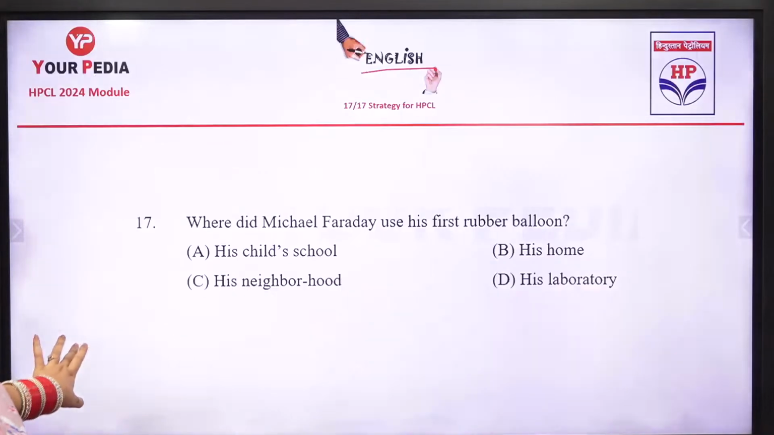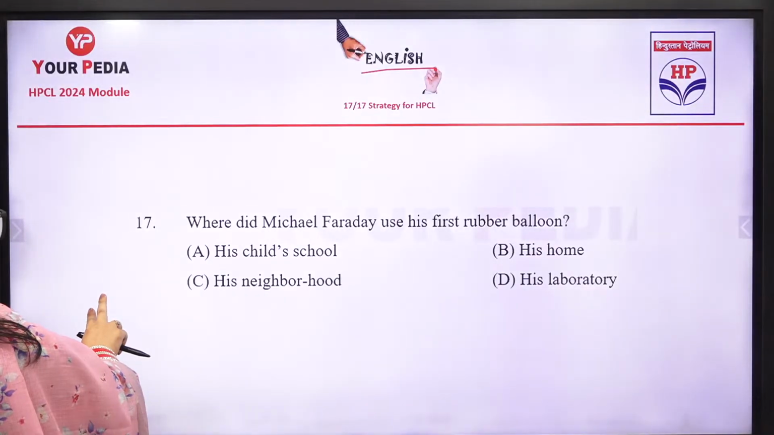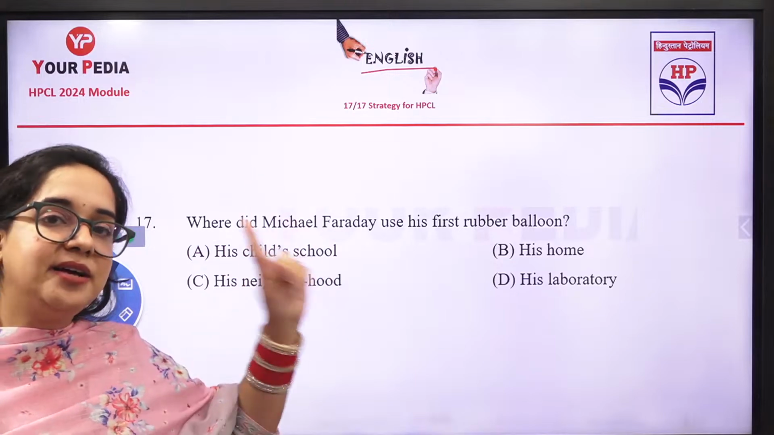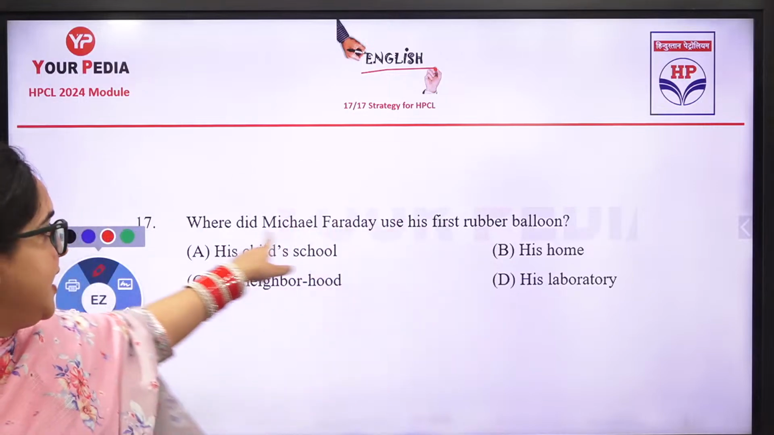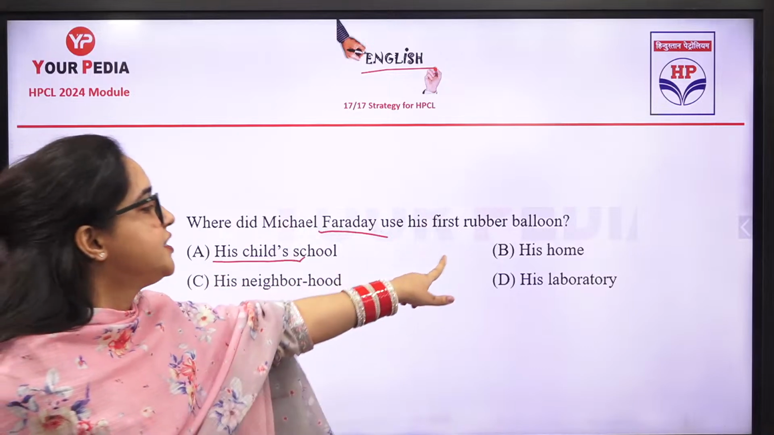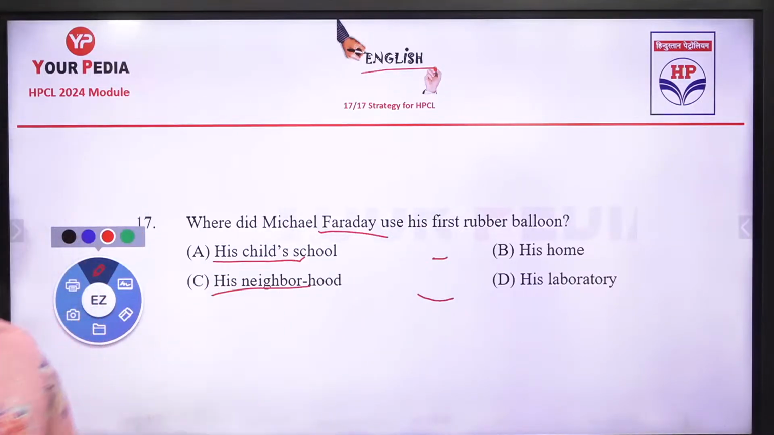Go for the last one now. I want to know how many of you remember it. The very first person, Michael Faraday, used the first balloon where? In his child's school, in his home, in his laboratory, in his neighborhood? Where did he use it?